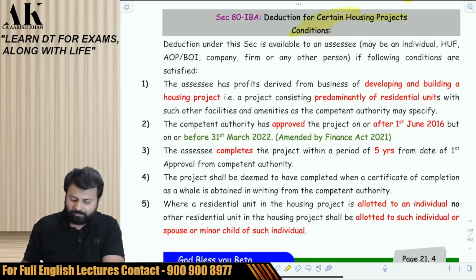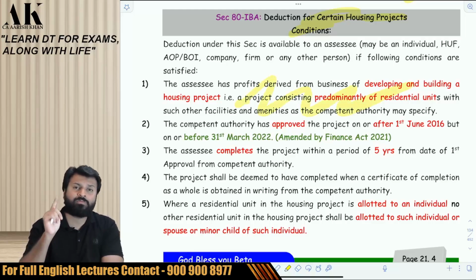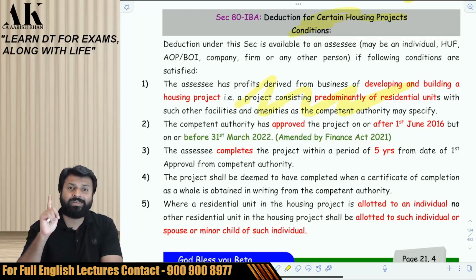But the builder has to make a project which is predominantly a residential project. What do I mean by predominantly a residential project? It means 97% of the carpet area has to be used for residential purpose. Not more than 3% shall be used for commercial purpose. 97% has to be used for residential purpose, 3% or less than 3% can be used for commercial purpose.